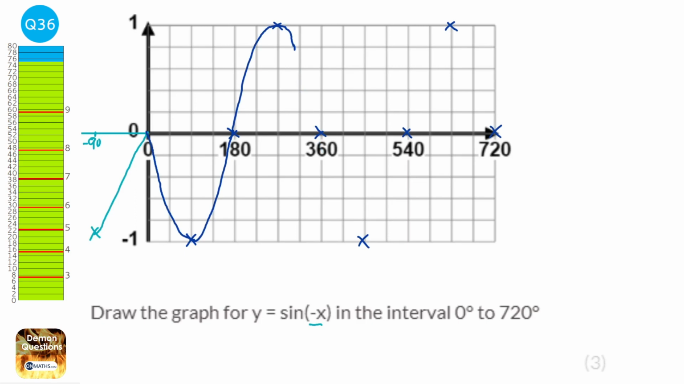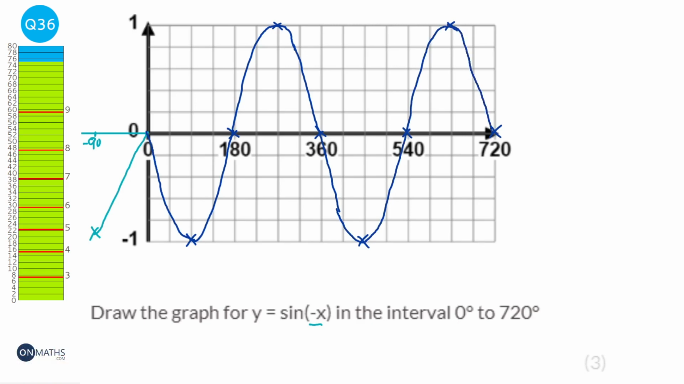That's not great. We need to cross the coordinates. But as always, make sure you have nice, smooth U-shapes at the bottoms and the tops. And that's more than good enough to get the marks.